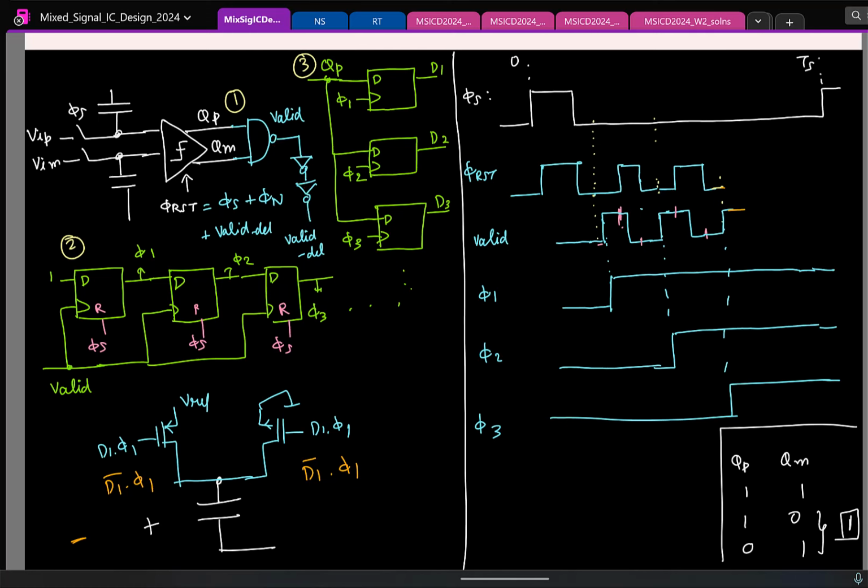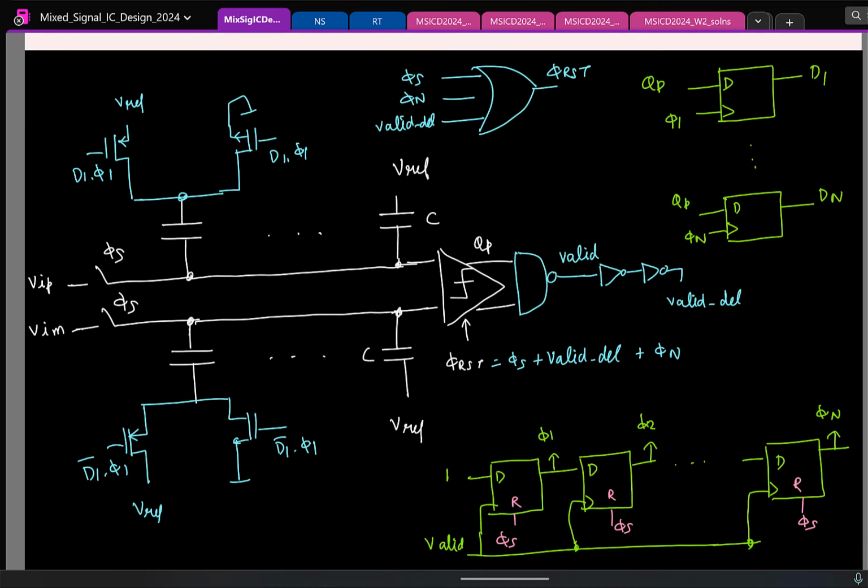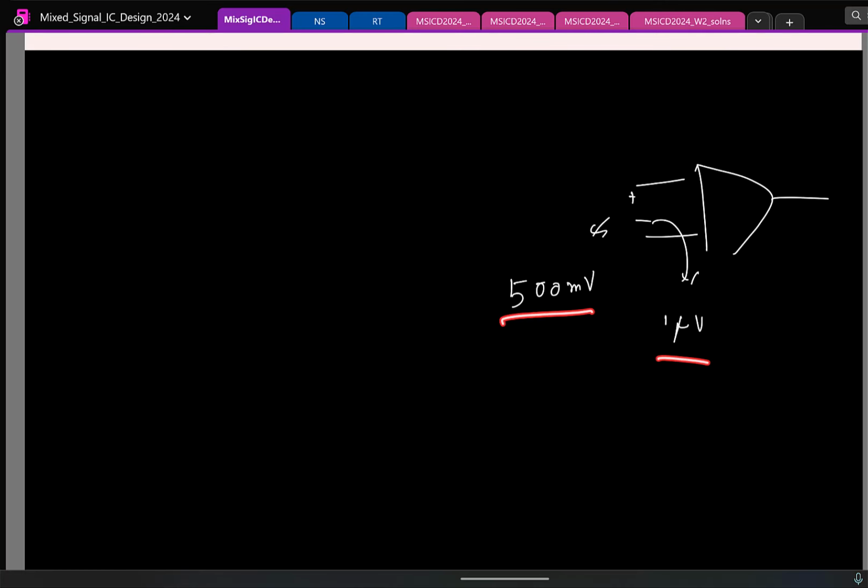You tell me, do you think it will be independent of the input? You should be able to answer it now. So let us say you have differential input to the comparator. When in doubt you take extreme cases, right? Let's say the input is really large, like 500 millivolts. And at another point let us say the input is 1 microvolt. Which of the two cases do you think will be easy to resolve?